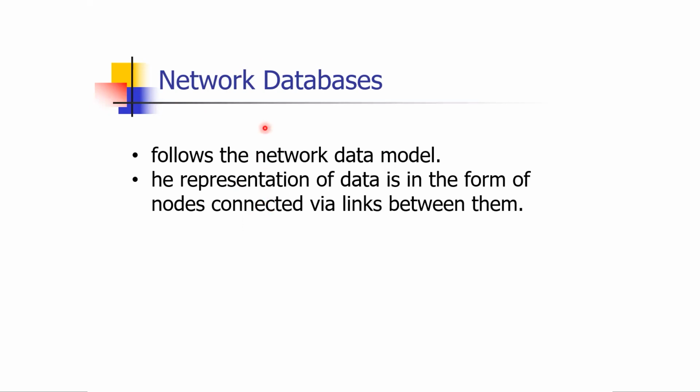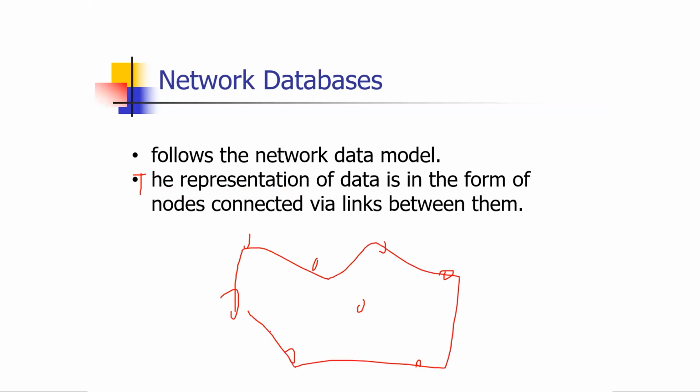So network database means that it follows the network. The representation of data in the form of nodes connected by links. Okay, this is data, this is data, this is data, this is data, and if you connect them, it makes a network. So this is called network data model. Here data is in the form of nodes connected by links, and the network created is called network.